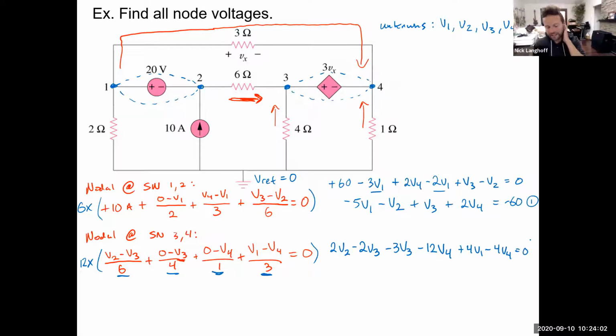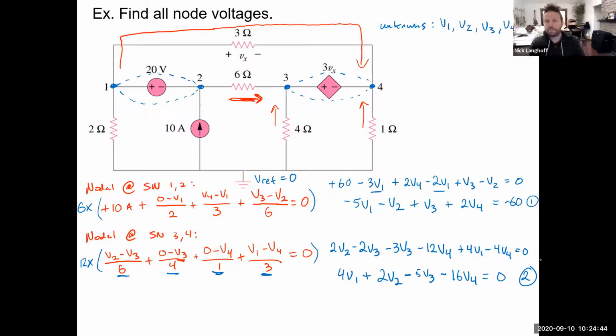Let's collect terms and put them in ascending order, starting with V1. So we get a 4V1 plus a 2V2 minus, well, we had a 2V3 and a 3V3, so that's a minus 5V3. And then we had the minus 12V4 and the minus 4V4, so that's a minus 16V4 all together. And all of that is equal to 0. And that's equation 2.